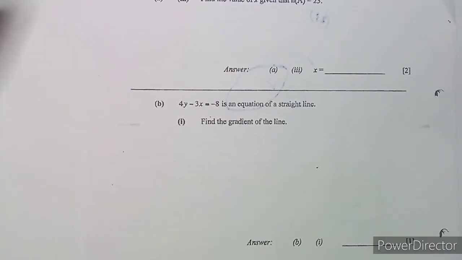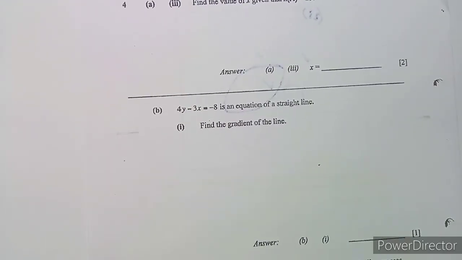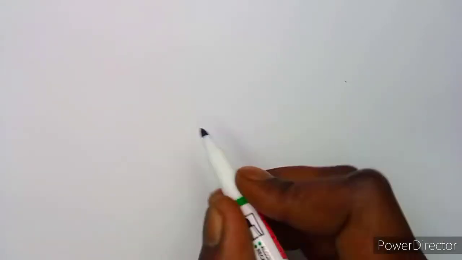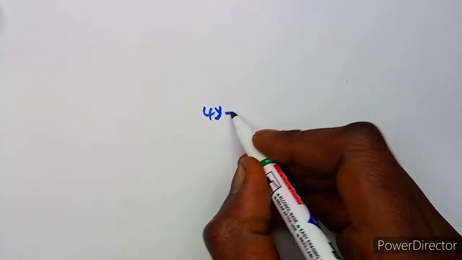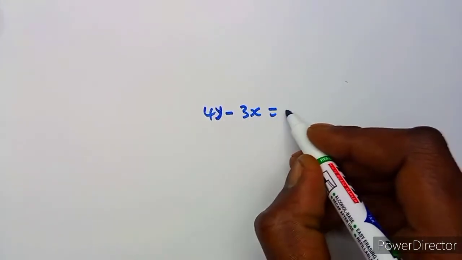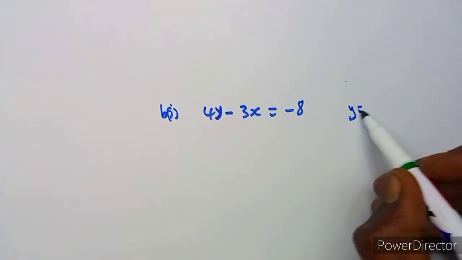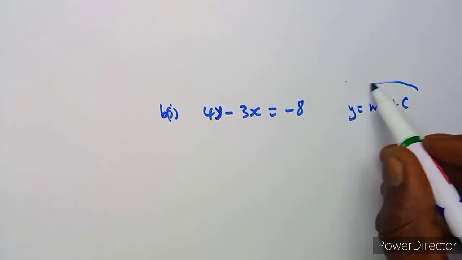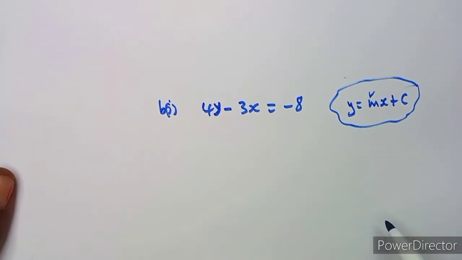Okay. On B, item 1, we are asked to find the gradient of the line, which is given by the equation. Remember, I also explained about these typical questions when you are given the equation of a line: 4y minus 3x, which is equivalent to minus 8. Whenever you are given an equation of a line, if you are able to write it in the form y is equal to mx plus c, it means this m is the gradient. So all you need is to make y the subject of the formula.